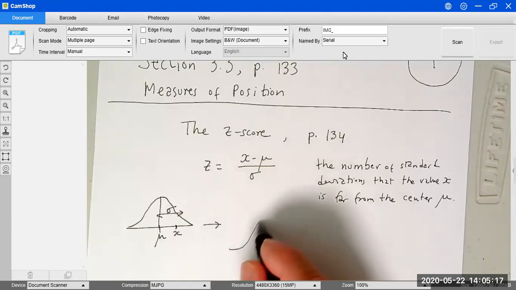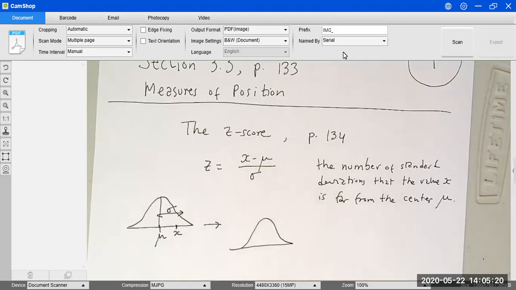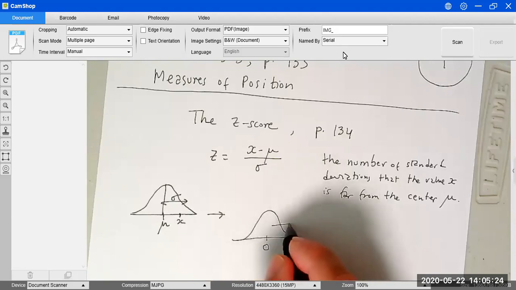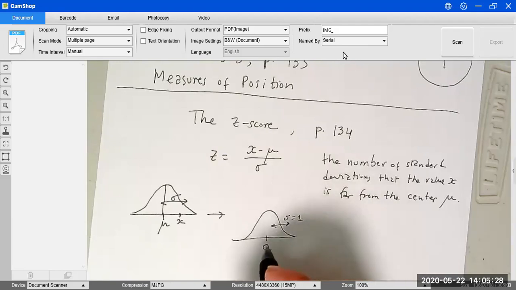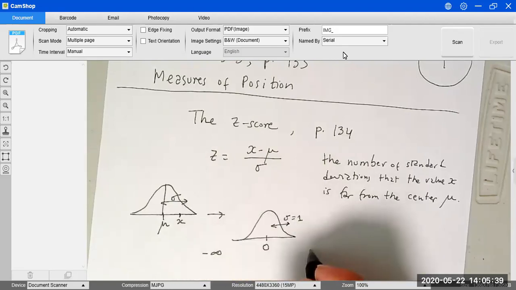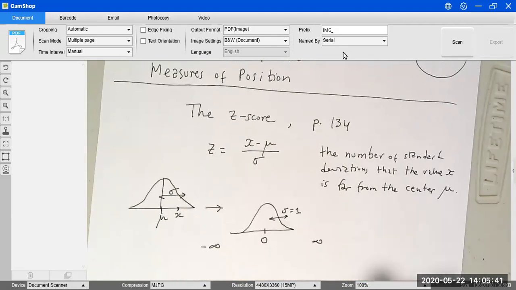So you're going to have now what is called the standard normal distribution, where the mean is 0 and the standard deviation is always 1. So now our values, instead of values for x, are going to be values for z in an interval from negative infinity to positive infinity.